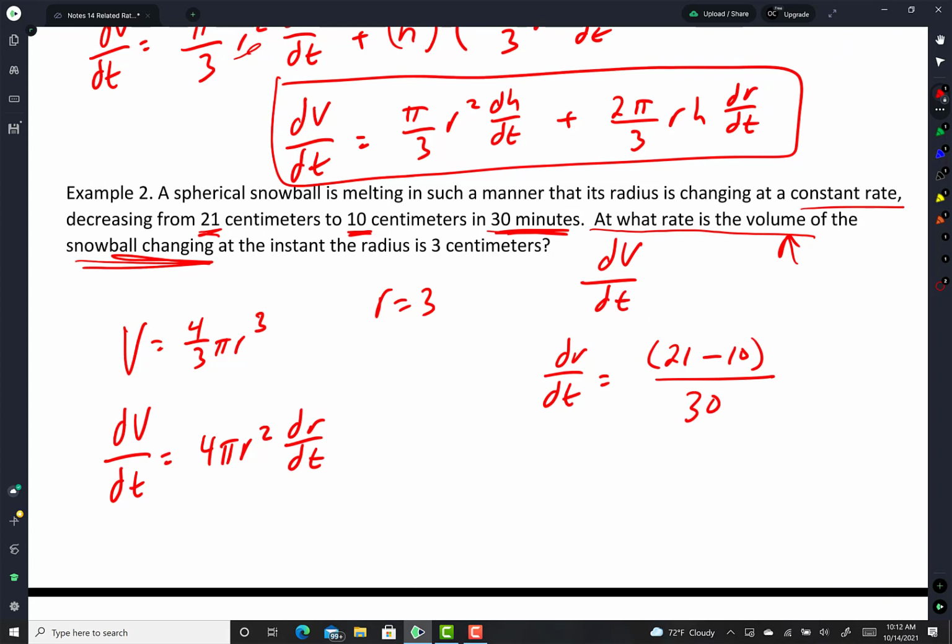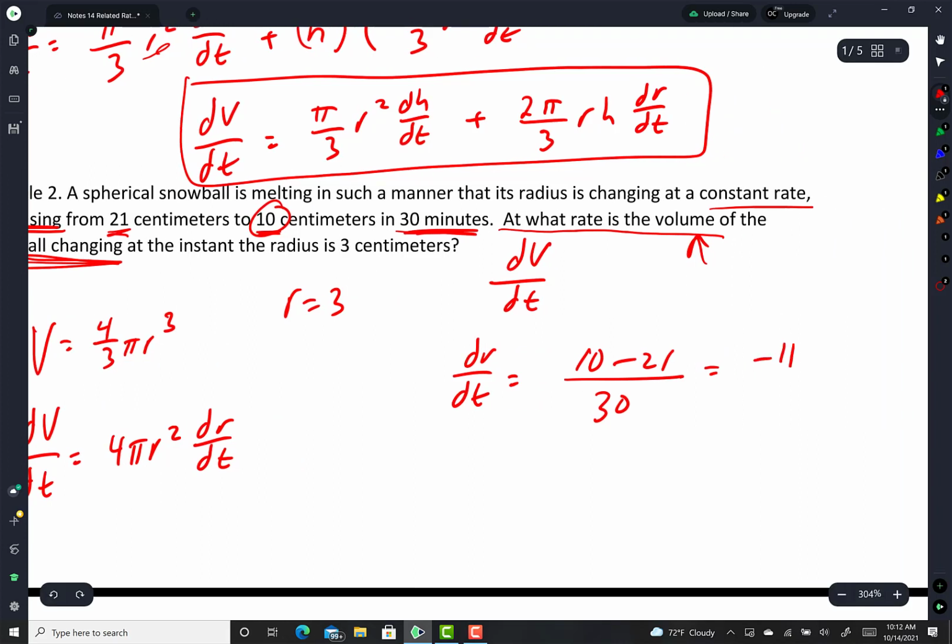I feel like I should use a negative because it's decreasing. The word decreasing means it's getting smaller. So final minus initial, 10 minus 21. There. Takes care of it. Are we okay so far, guys? 10 minus 21, what's that? Negative 11. Negative 11 over 30. And I need units, centimeters per minute. I got everything I need.